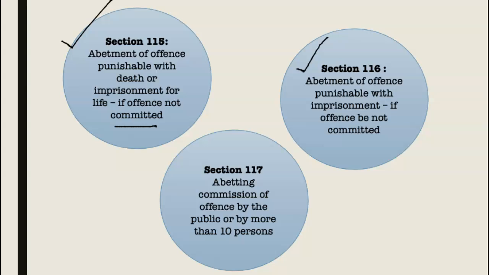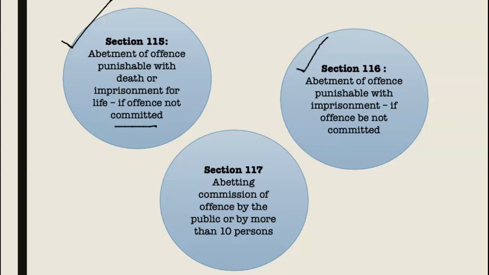Now let's move to section 116, which basically talks about abetment of offence punishable with imprisonment if the offence has not been committed. So what is the term of punishment in section 116? It's 1/4 the maximum term of punishment prescribed for that offence. Let's say the maximum punishment is 16 years. So 1/4 of that means 4 years would be the maximum punishment in case of your section 116.